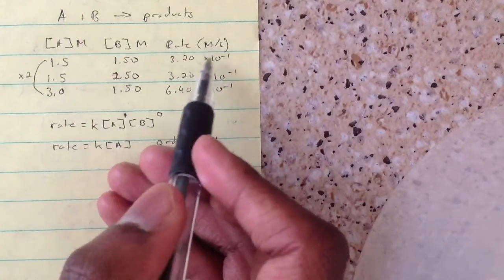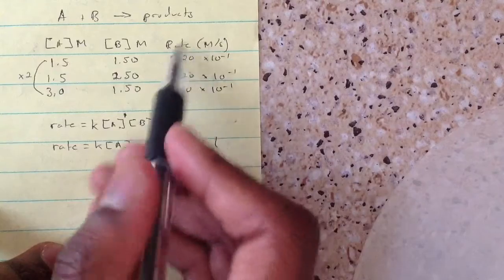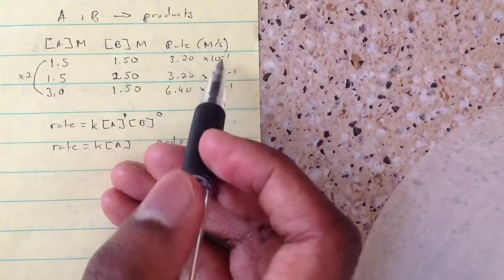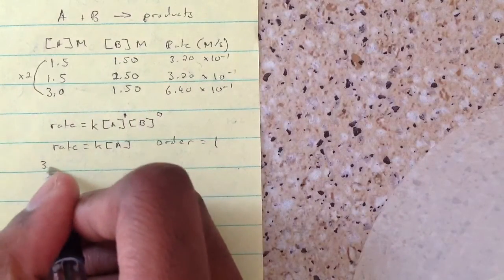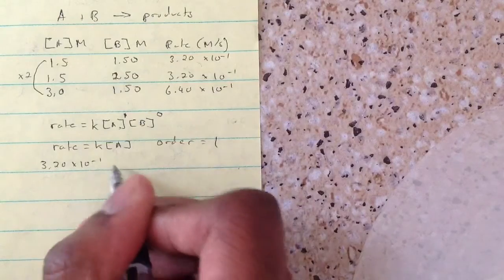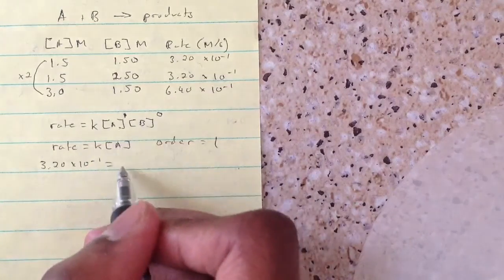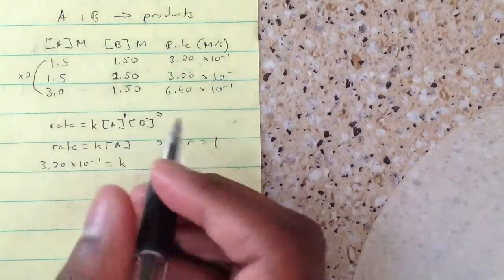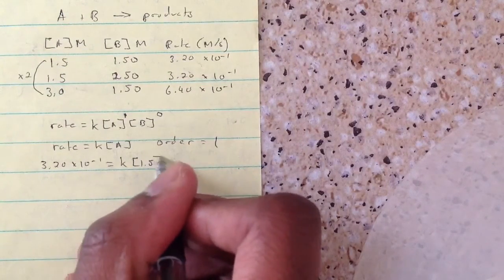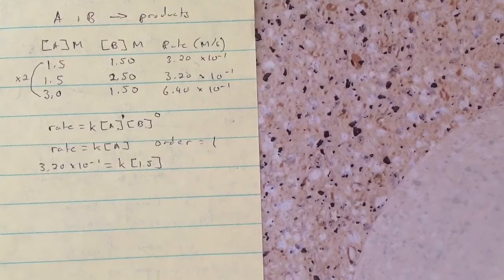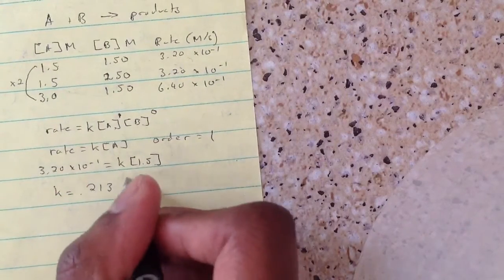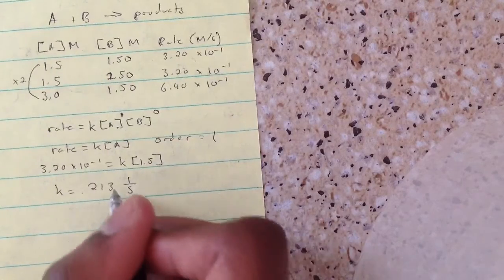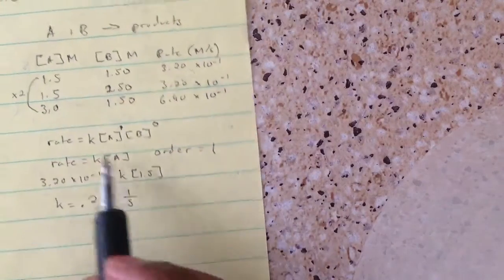So let's say they wanted us to find K. We can do that because we're given data. All we have to do is plug it in. We have rate, which is in the correct units. Let's take the first experiment and plug in rate, 3.2 times 10 to the negative 1, equals K times the concentration of A, which is 1.5. Your answer will turn out to be K equals 0.213 1/s. And that will be your rate constant for this problem.